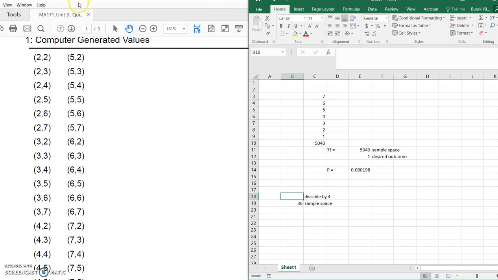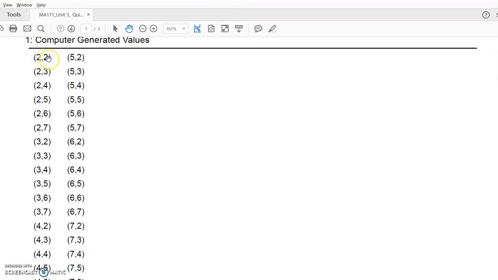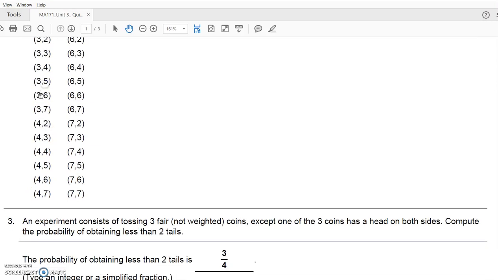And then divisible by 4. So how many of the pairs give you a sum divisible by 4? So what you need to do is add each pair. 2 plus 2 is 4, and that is divisible by 4. So that's 1. 2 plus 3, that's not divisible by 4. 6, 7, 8, that works. So that's our second pair. 9, 5, 6, 7, 8 again. So that's number 3. 9, 10, 6, 7, 8, that's number 4.